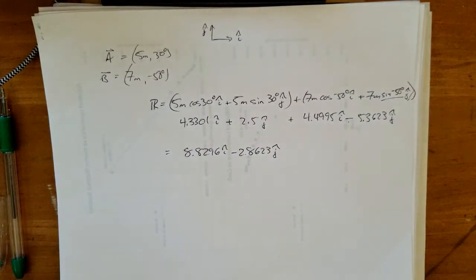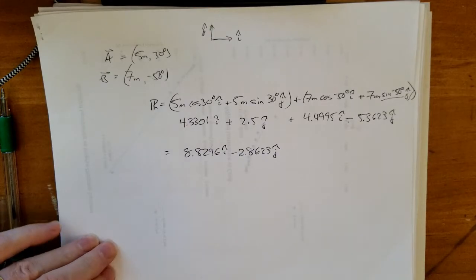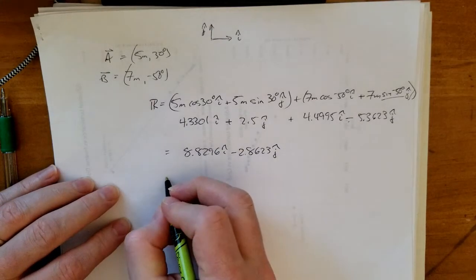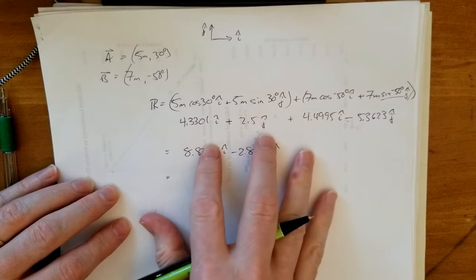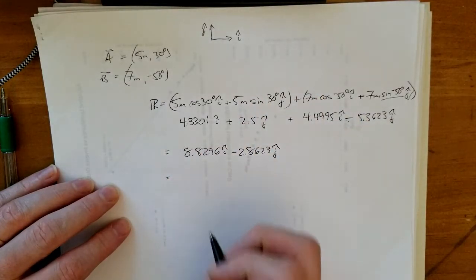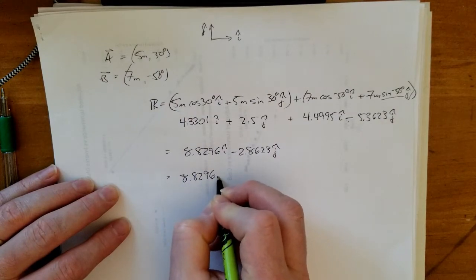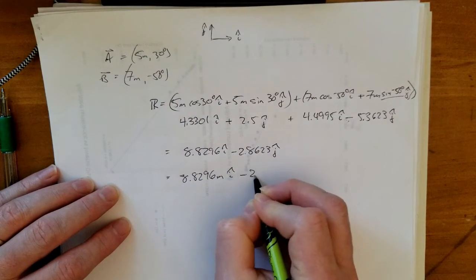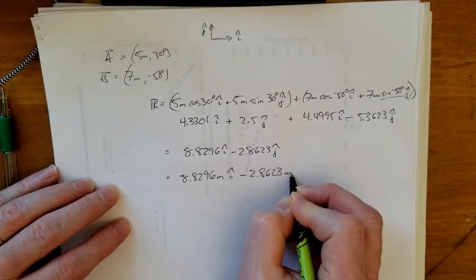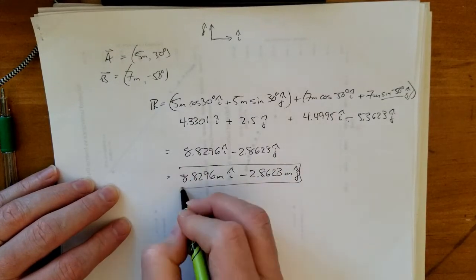Now, if you left the answer as that, I would take off 30% of the problem because you have left off units. And so to write units, I don't need to track the units as I'm doing the problem, but I do need units in the end. And so I'm going to write my final answer as 8.8296 meters i hat minus 2.8623 meters j hat. That is an acceptable answer.